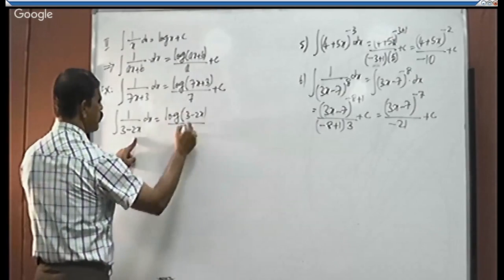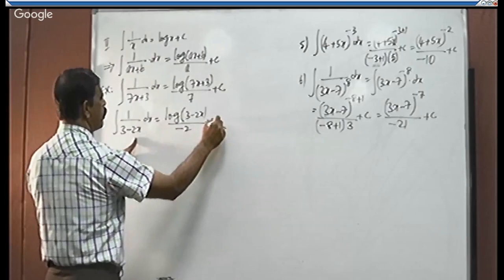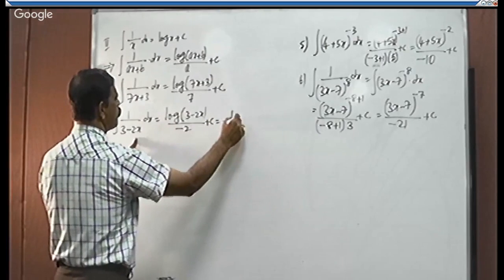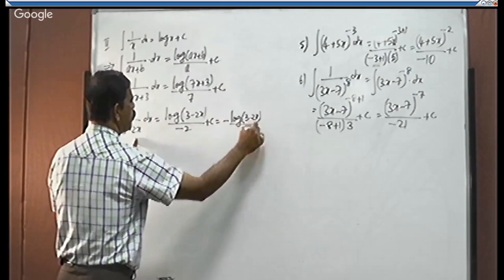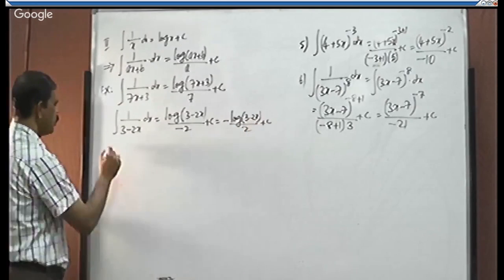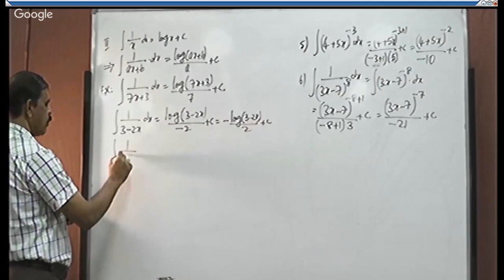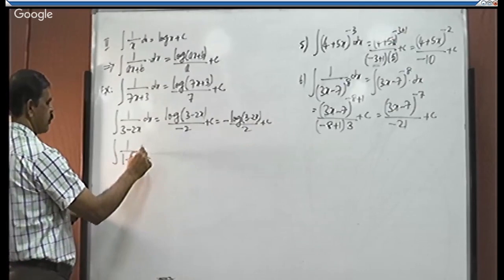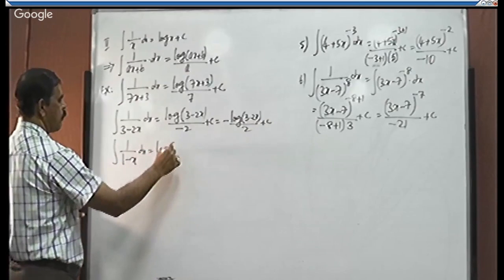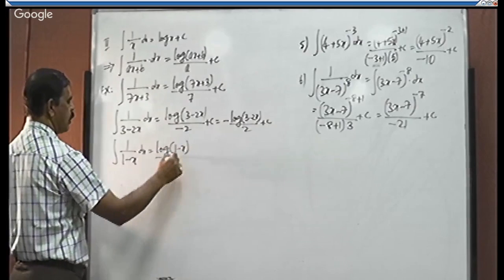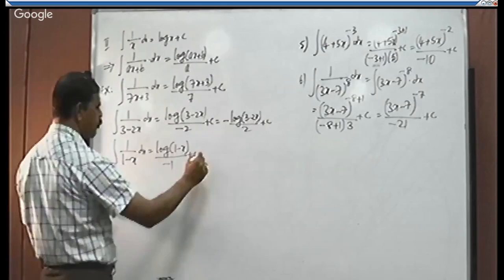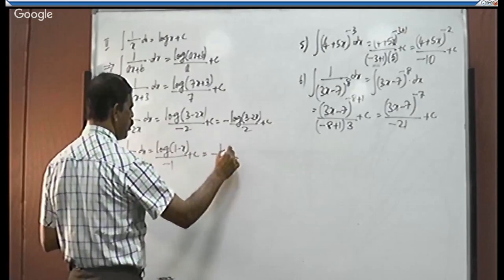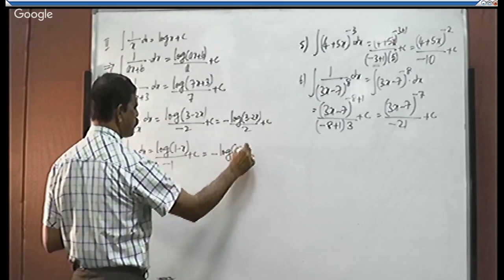The x coefficient is minus 2, plus c. Or it can be taken as minus of 3 minus 2x divided by 2 plus c. Integration of 1 by 1 minus x dx is log of 1 minus x divided by the x coefficient, which is minus 1. Finally, it becomes minus log of 1 minus x plus c.